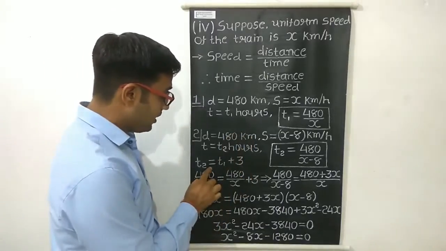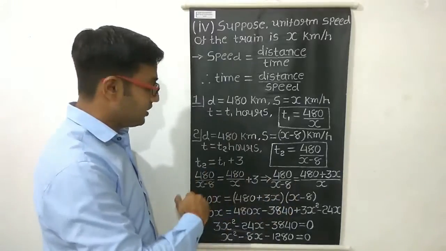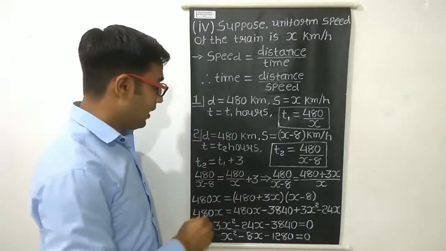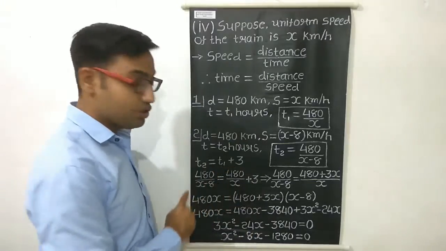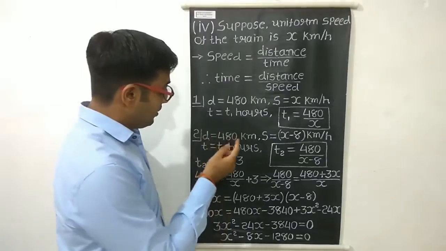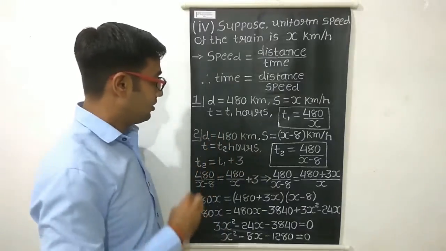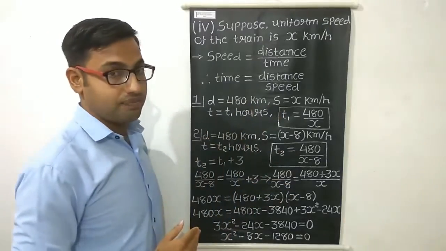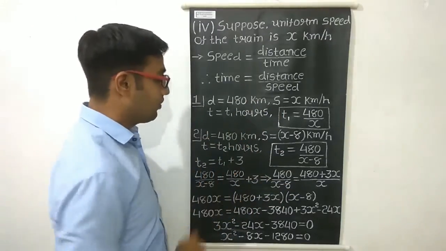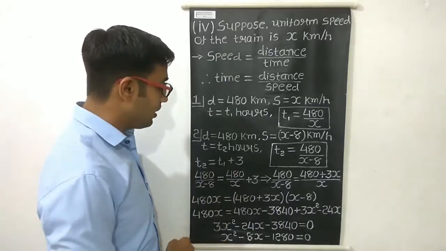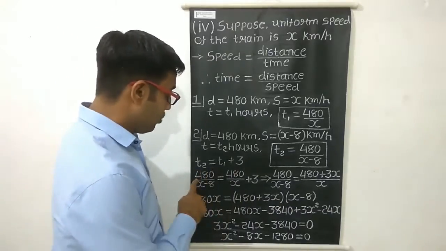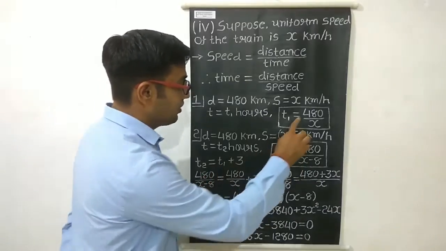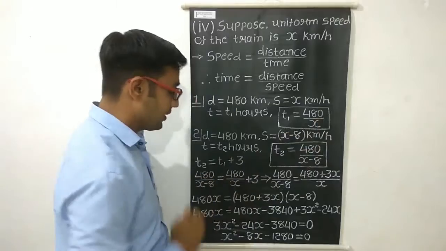This t2 time is in hours, this t1 time is also in hours, and this 3 is also in hours. So we can make an equation here, where on both the left hand side and right hand side the time is in hours. Why do we write t1 plus 3? Because in the second case the train will take 3 hours more than the previous time. So t2 is equal to t1 plus 3. Now put down the value of t2 and t1. t2 is equal to 480 upon x minus 8 is equal to t1, which is 480 upon x, plus 3.